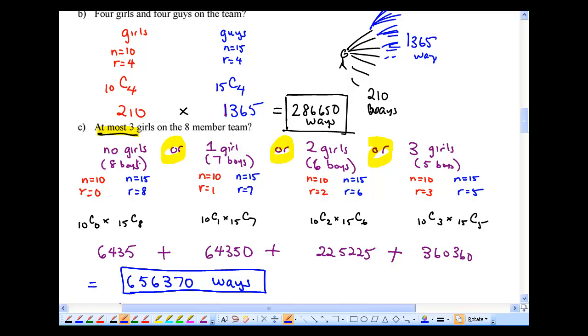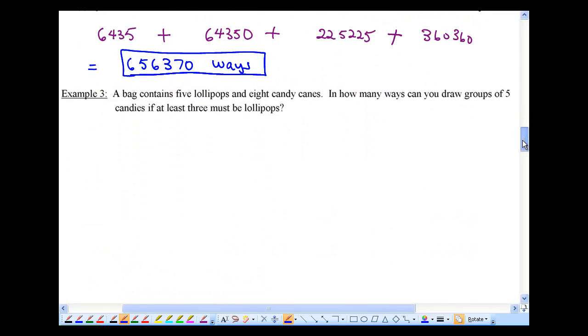Alright, I'm going to ask you to try example number 3 now. I'm going to maybe show you the first little bit, but the rest is on your own. Here it says the bag contains 5 lollipops and 8 candy canes. How many ways can you draw groups of 5 candies if at least 3 must be lollipops? Here's the key word. If at least 3 must be lollipops.